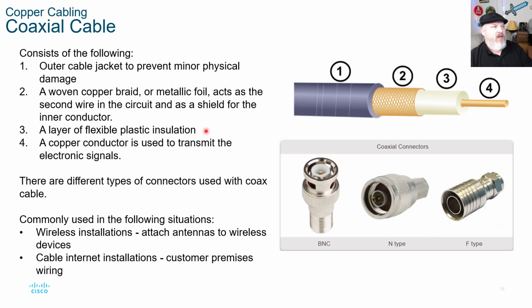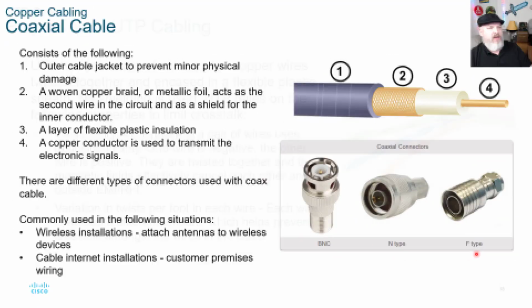Now, coax cable consists of the following. You have an outer cable jacket to prevent minor physical damage, a woven copper braid, a layer of flexible plastic insulation, and then your copper conductor. There are three different types of connectors. You do need to know these types of connectors: the BNC, the N-type, and the F-type.